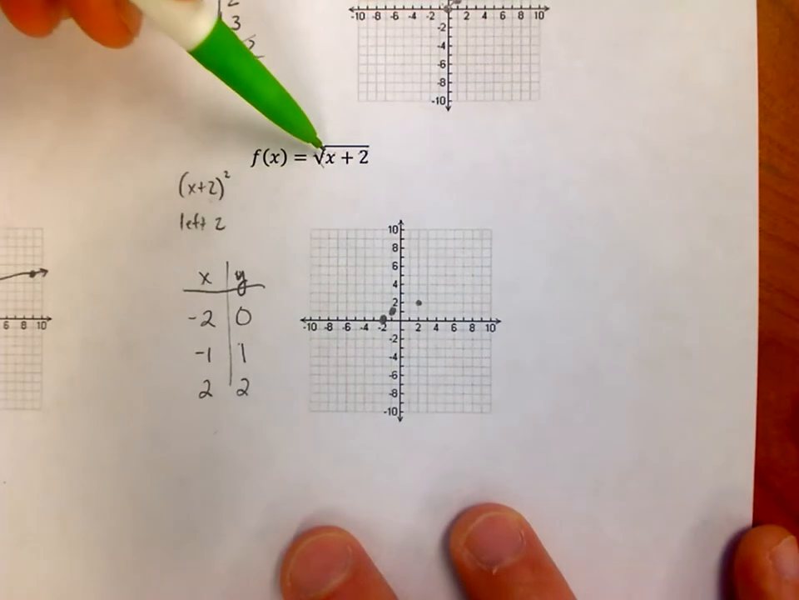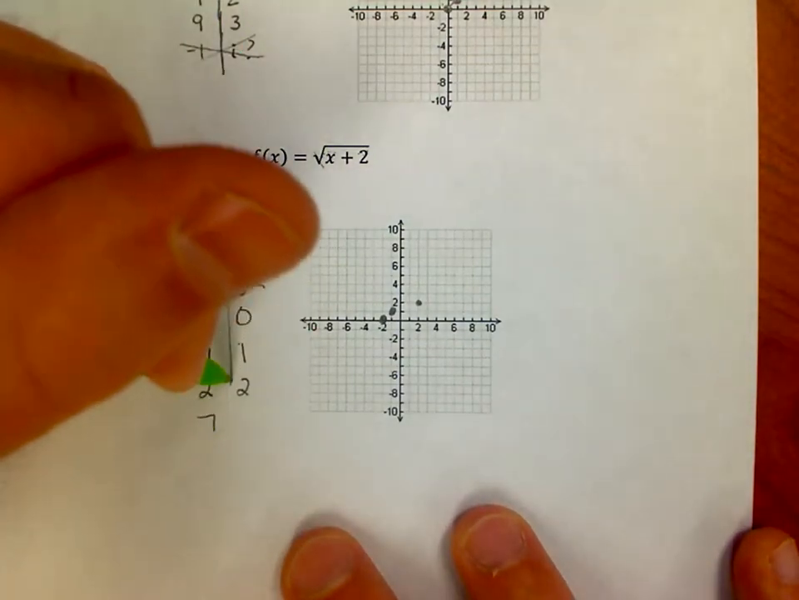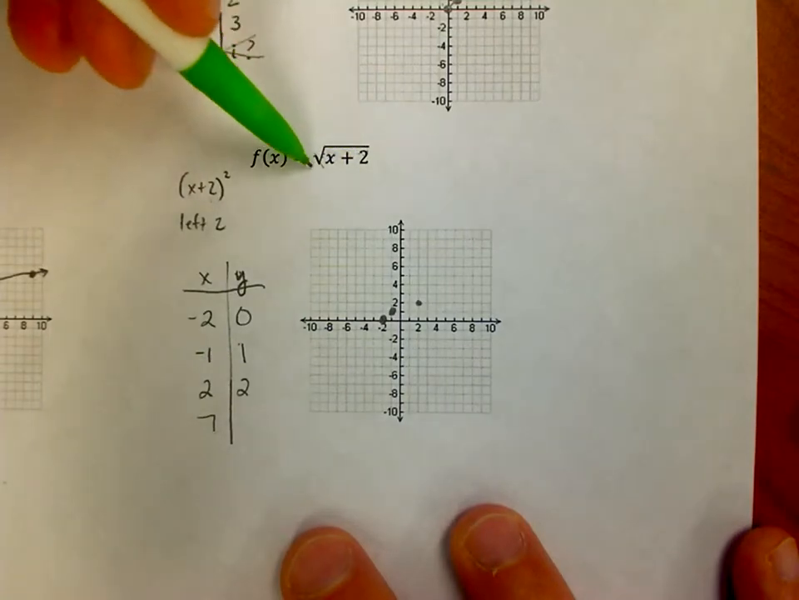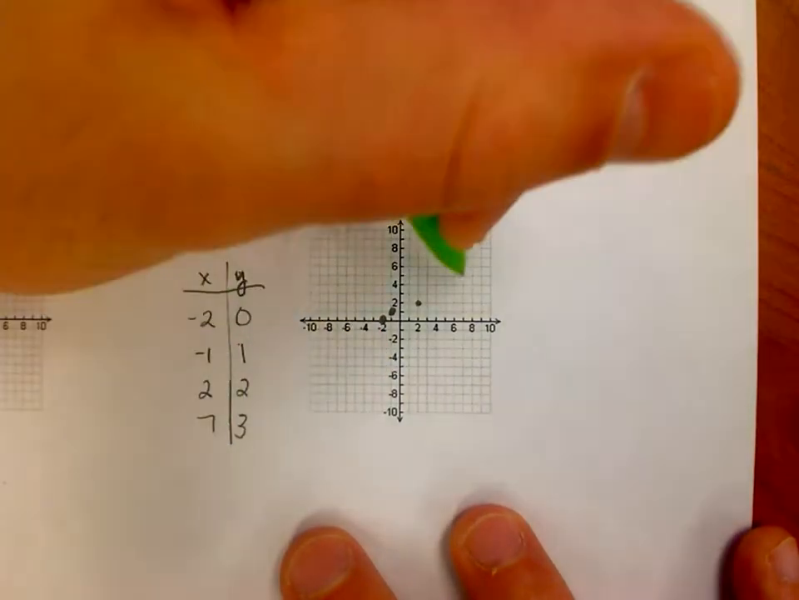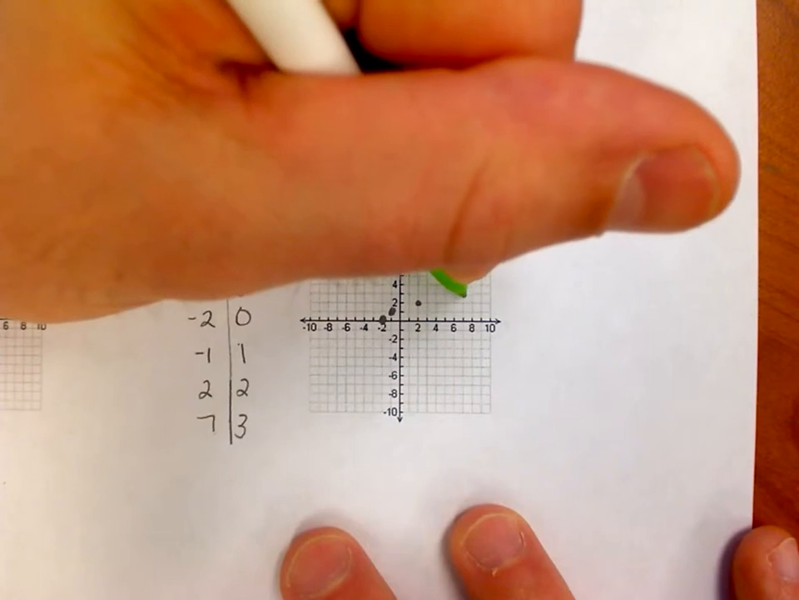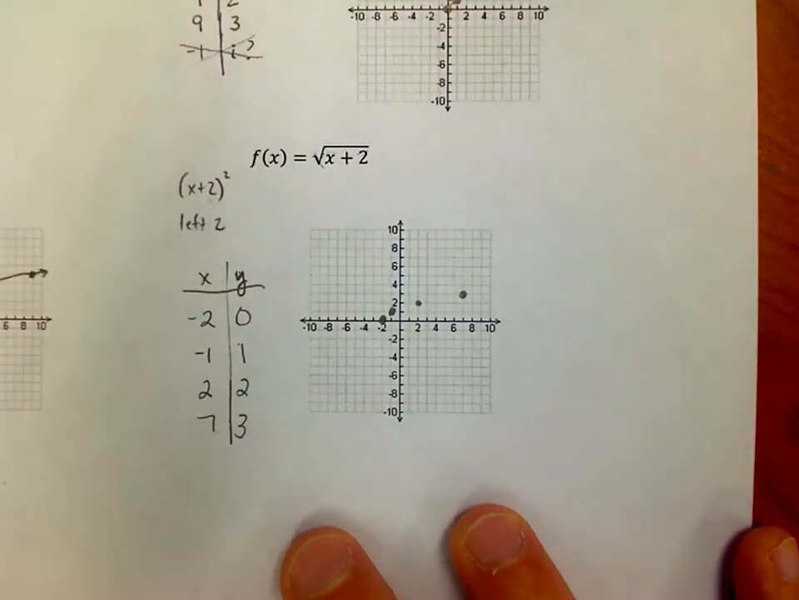Next thing I know is 9, right? So how do I get a 9 out of this? I'd have to put a 7 in for x. And if I put a 7 in, I get 7 plus 2 is 9, and the square root of 9 is 3. 7, 3 is going to be the next location here. And I can see that square root graph starting to form.